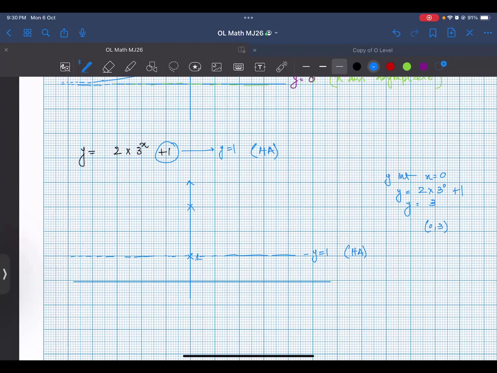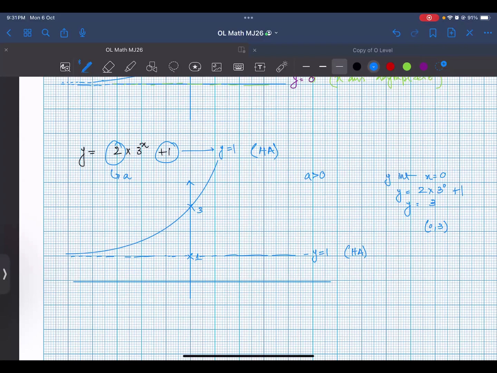And because your value of a, you can see it is positive. A is 2. Sir, won't 3 power 0 be 1? 3 power 0 is 1. Okay, yes, anything to the power of 0 is 1. Don't forget.